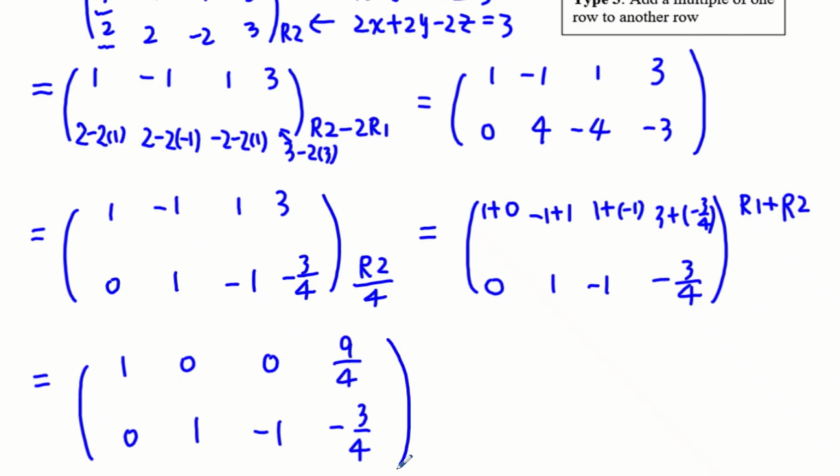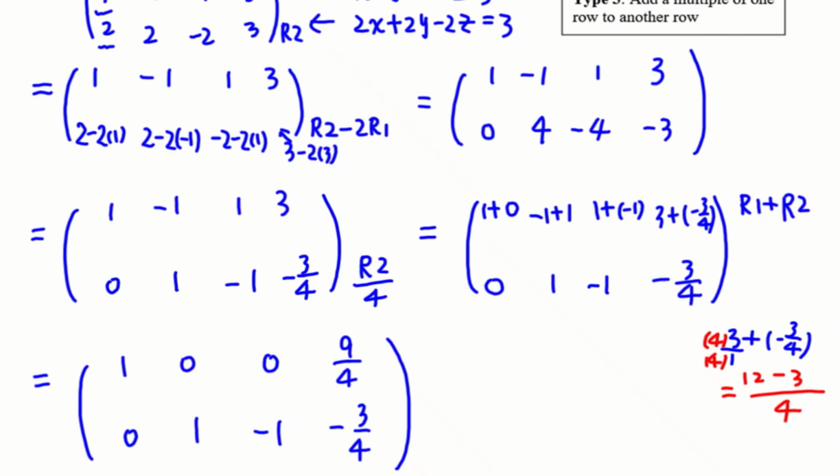Then this 9 over 4 is from 3 plus -3 over 4. Change it to the same denominator by multiplying by 4 to both numerator and denominator. Once we have the same denominator, we are going to add or subtract the numerators. So we have 9 over 4. And this is our solution.